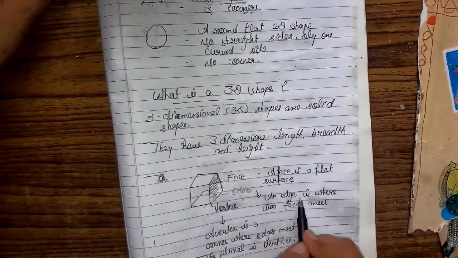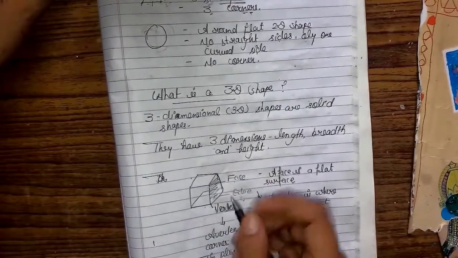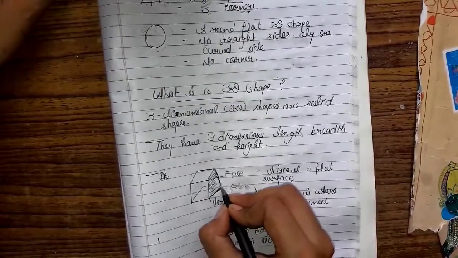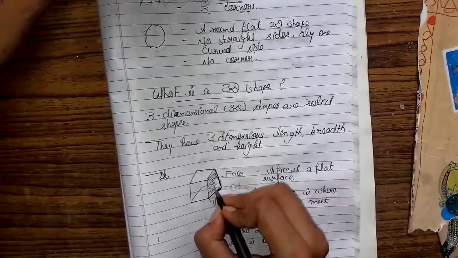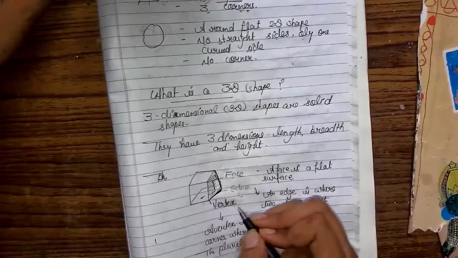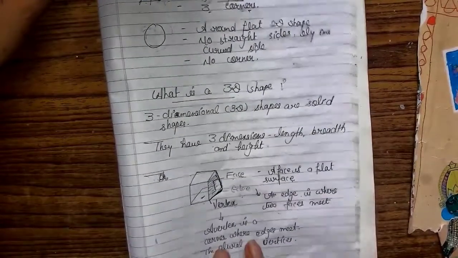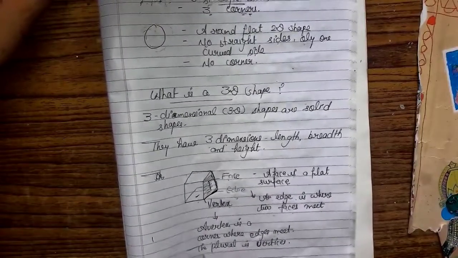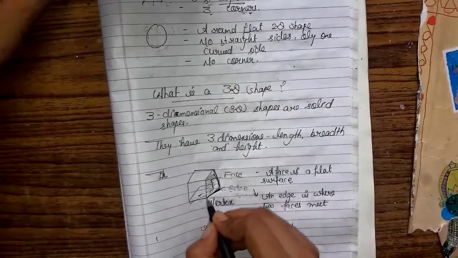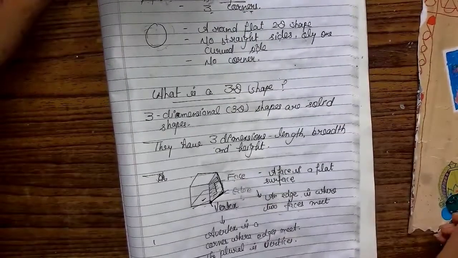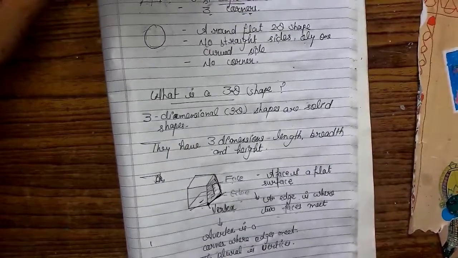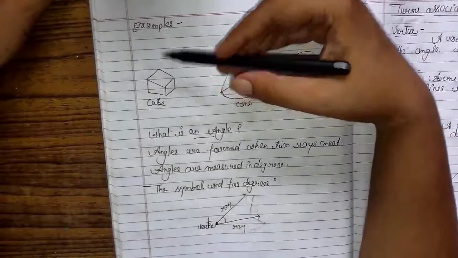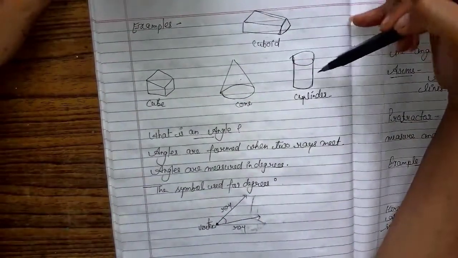And next, an edge is where two faces meet, like this. This is called an edge. Where two surfaces meet, what will we call it? Edge. And next is vertex. A vertex is a corner where edges meet. So where edges meet like this is a vertex. Okay. Some examples of 3D shapes are cuboid, cube, cone, cylinder, like this.